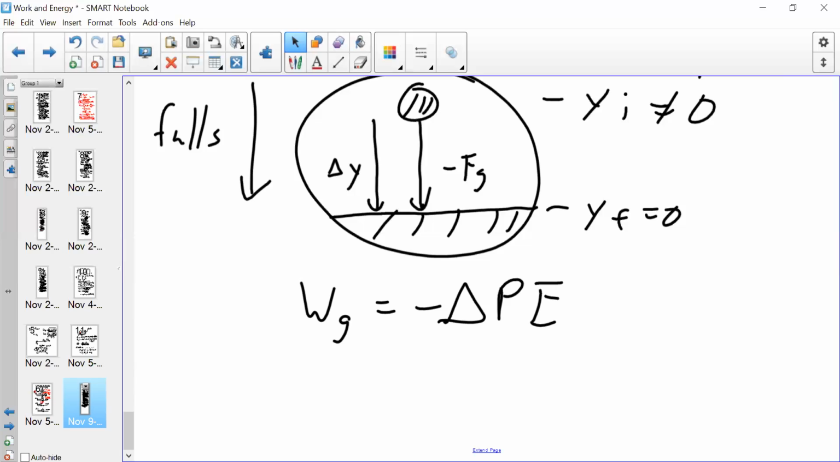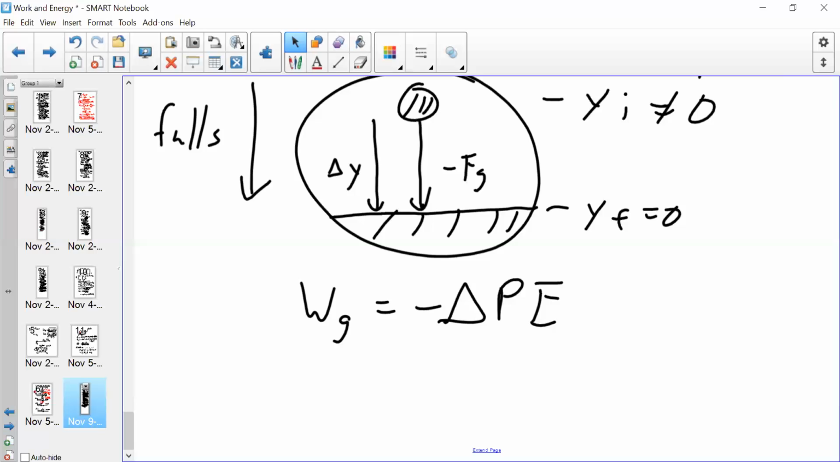So the work done by the gravitational force is a conservative force because the net work will always be 0. But friction doesn't work that way. We'll see when we talk about conservative and non-conservative forces. Friction is always going to take energy away from the system. You can never recover the energy that's lost to friction.